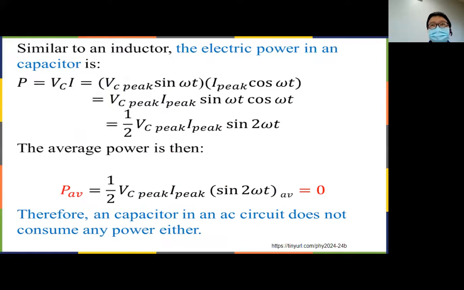Similarly, you can calculate the power consumed by a capacitor in the AC circuit. It turns out to be also a sine function, and the average of a sine function again will be 0. So a capacitor in an AC circuit does not consume any power. It simply stores energy.